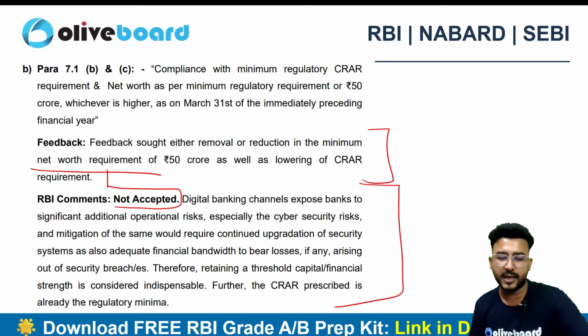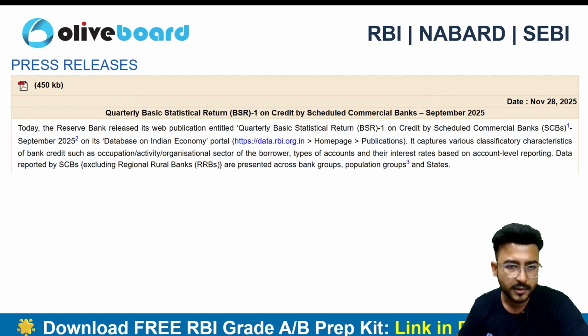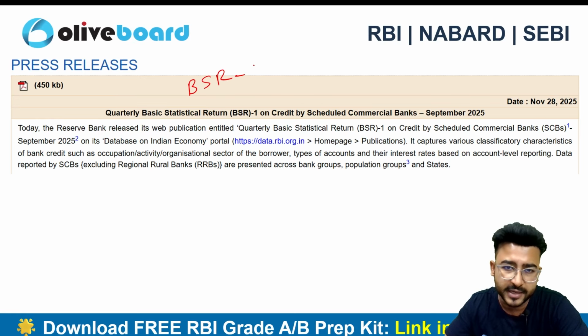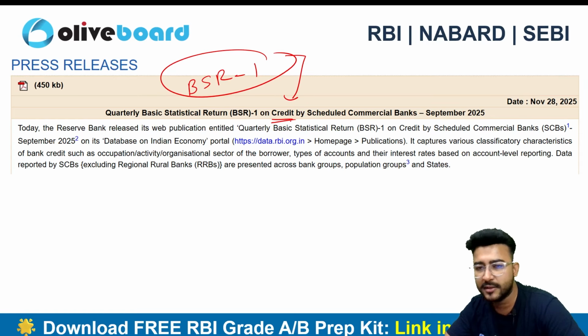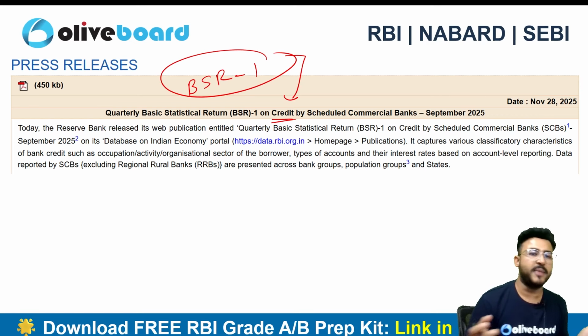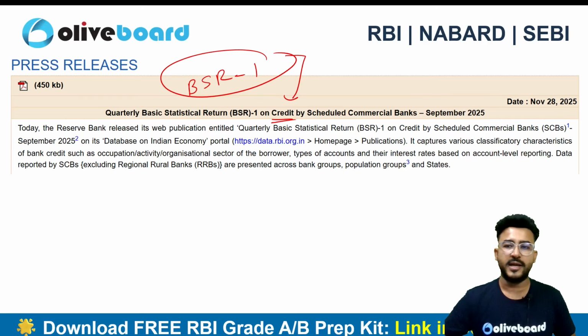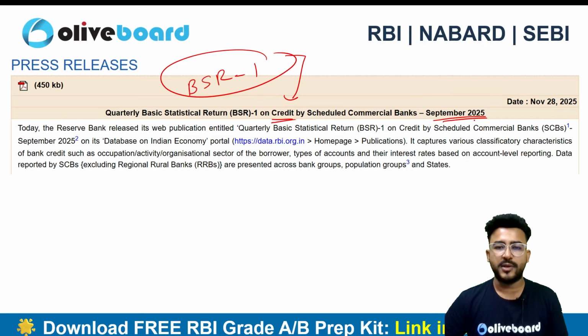That limit will again hold true. Next is related to the quarterly basic statistical return. So BSR1 data is released, and we all know that BSR1 data is related to credit, right? So by the scheduled commercial banks, what is the basic statistical return 1 data? This is on credit for September 2025, right?